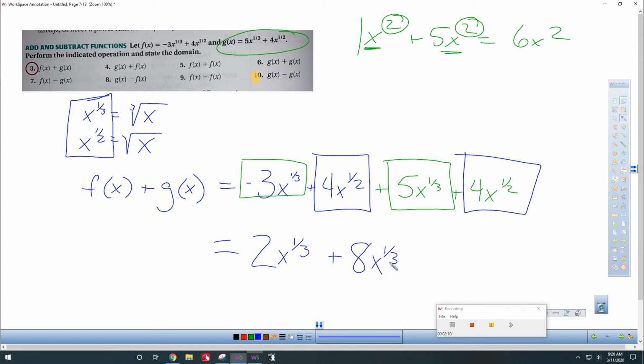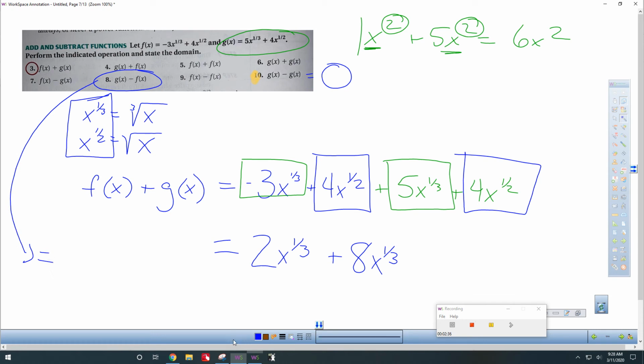So, I tell you that g of x minus g of x is just going to be 0. But what I want to actually do for you is the one that all the students get wrong on the test, and that would be that one, okay? So, g of x minus f of x equals, and just make some space here.